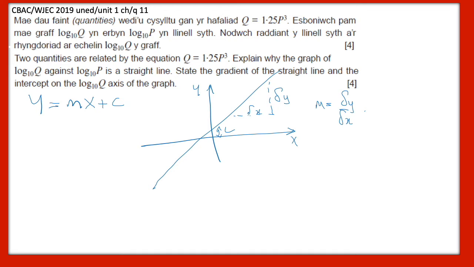So in our particular case, reading the question, we're looking to graph log to the base 10 of q against log to the base 10 of p. So we're looking to produce a log 10q against a log 10p. And what we want to know is the gradient and intercept of this.